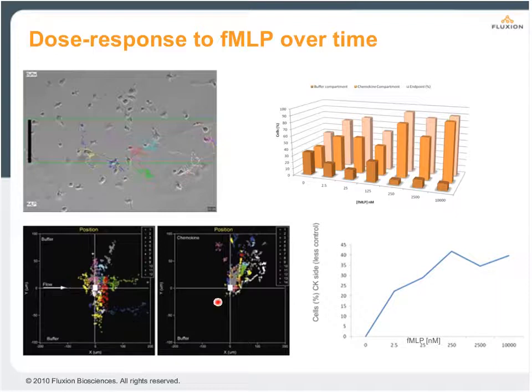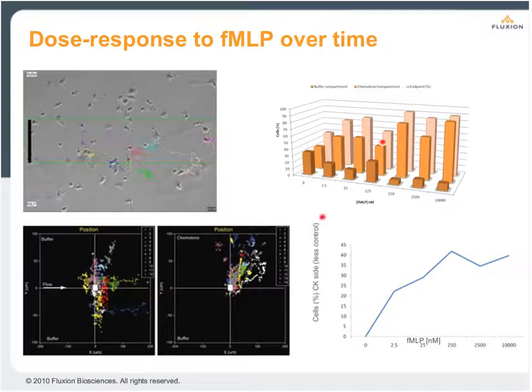Then if you look at the black box next to it to the right, you can see again the origin is set. And in this case, there's a chemokine in the top and buffer in the bottom, and flow is from left to right. And you can see that all of the cells are orienting and moving in the direction of the chemokine, as well as somewhat with the flow.